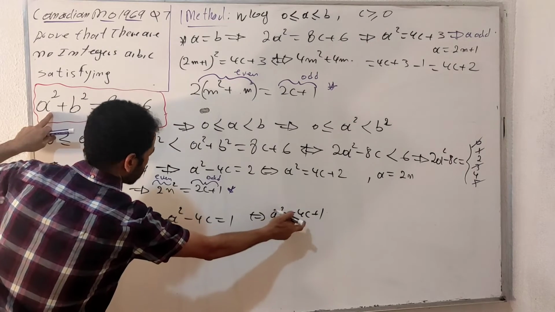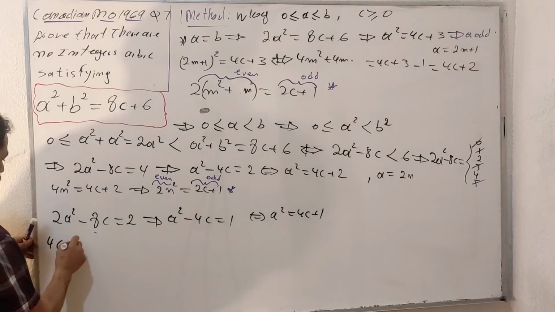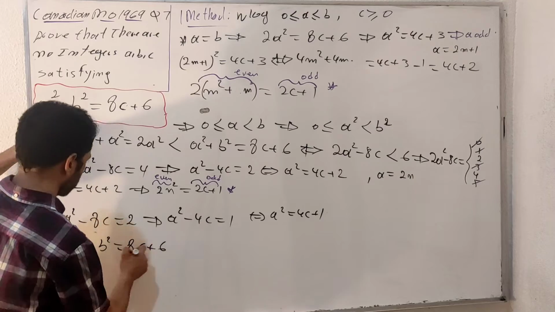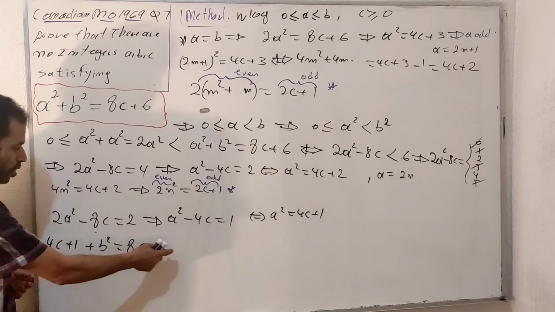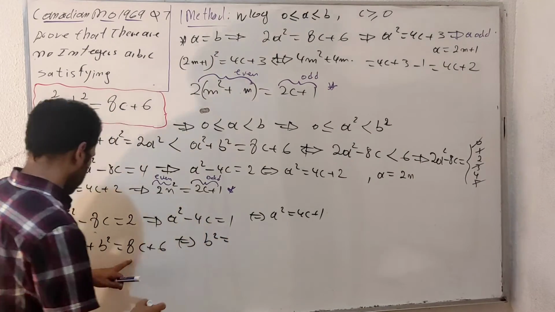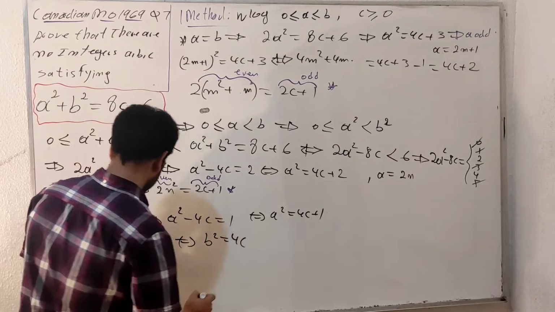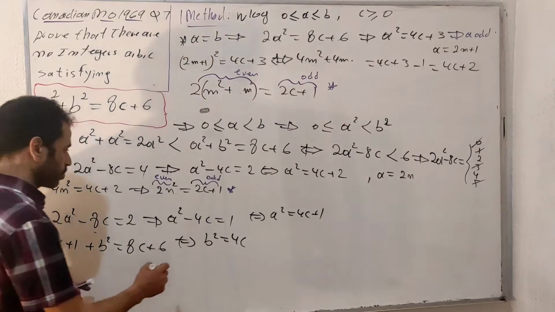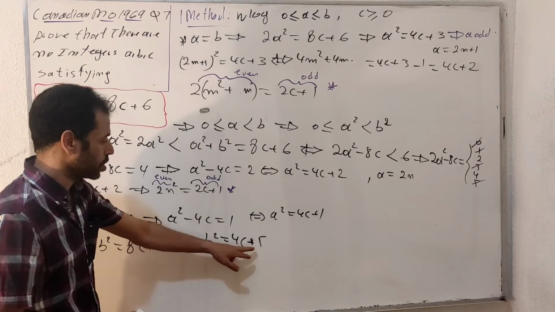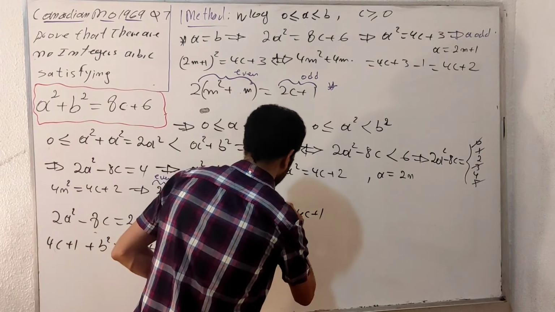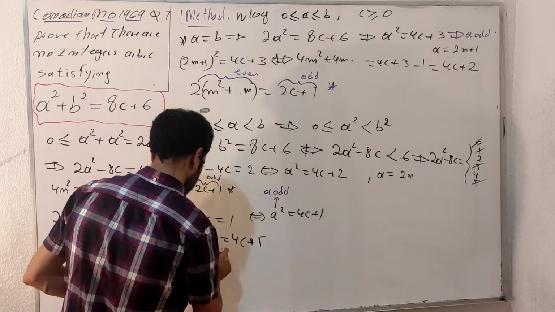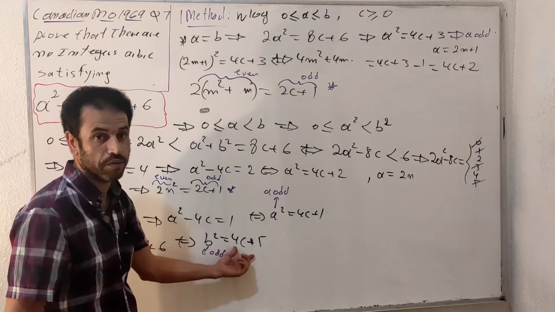I'm going to replace a squared with this value, which is 4c plus number 1 plus b squared equals 8c plus number 6, okay? So by moving over these two terms to the right, I will have some cancellation here. So I will have b squared equals 8c minus 4c, which is 4c, plus 6 minus 1, which is 5, plus 5. This one is telling us b squared, b is odd and also a is odd. So a is odd and also b is odd, okay, because it's written in the odd form, okay?